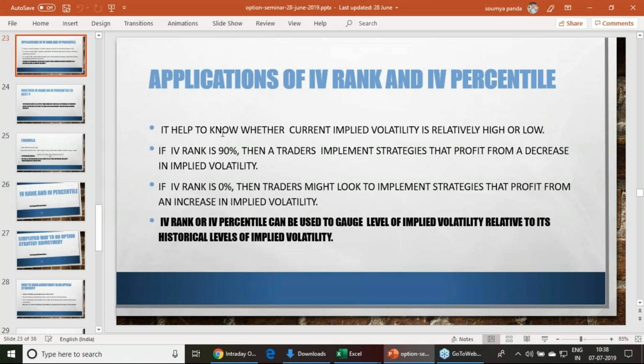If it is above 90% IV rank, then it is expensive. If it is near 0, absolutely you will not get exactly 0, but near 0, then it is cheaper.